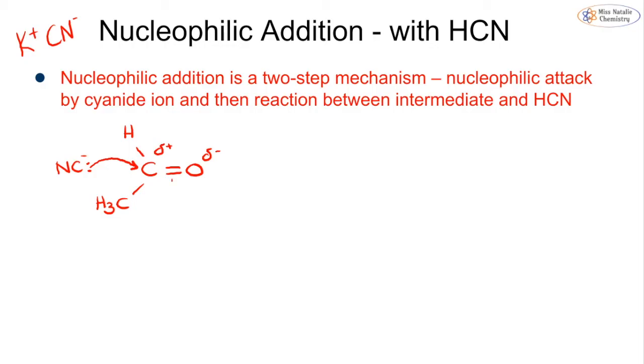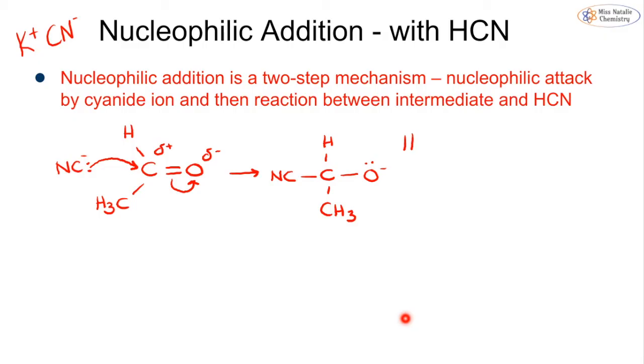We will then get a curly arrow going from the double bond onto the oxygen, and that makes an intermediate. So we have the carbon with its hydrogen and its CH3 attached. That has not changed. Now, however, we have added the CN. So we now have a bond between the carbon that was present and the new cyanide group that has been added. And the oxygen that was present has now become negatively charged with that lone pair.